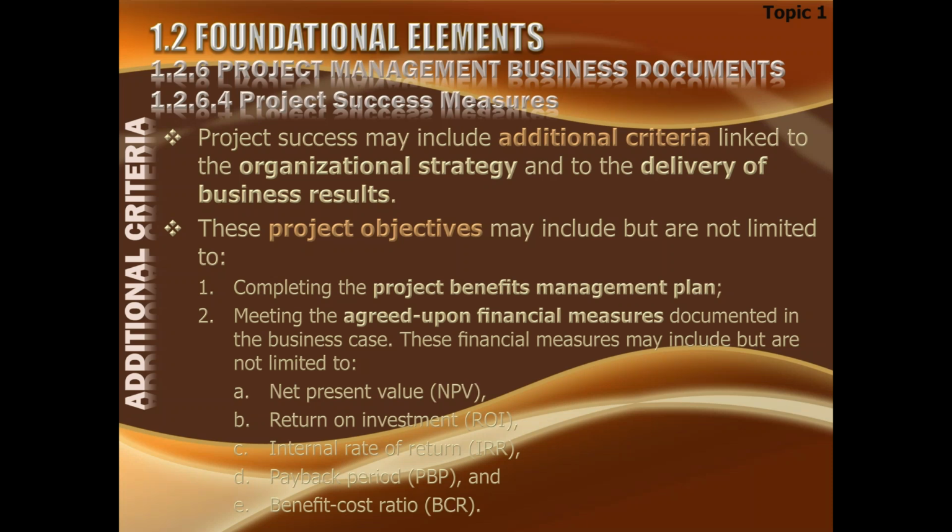Project success may include additional criteria linked to the organizational strategy and to the delivery of business results. These project objectives may include completing the project benefits management plan. Number one is the project benefits management plan. Then meeting the agreed upon financial measures documented in the business case. Those financial measures may include, but are not limited to, and we will study this in a little bit more detail later, net present value, return on investment, internal rate of return, payback period, cost benefit ratio. So all of these methods we'll study when we'll be doing the cost benefit analysis.